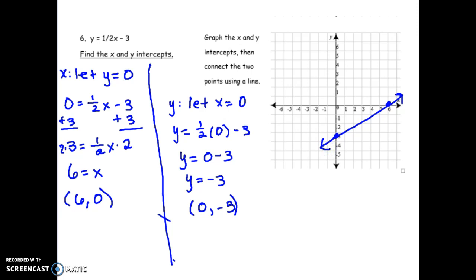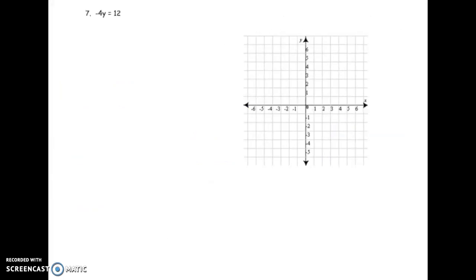Okay, all right, moving on. Okay, so now in the next example, we have the function negative 4y is equal to 12. So if we want to find our x-intercept, we want to let the y be equal to 0. Okay, when we do that, we're left with negative 4 times 0 is equal to 12. Well, that gives us something kind of funky. So that means there's actually not going to be an x-intercept, so no x-intercept.